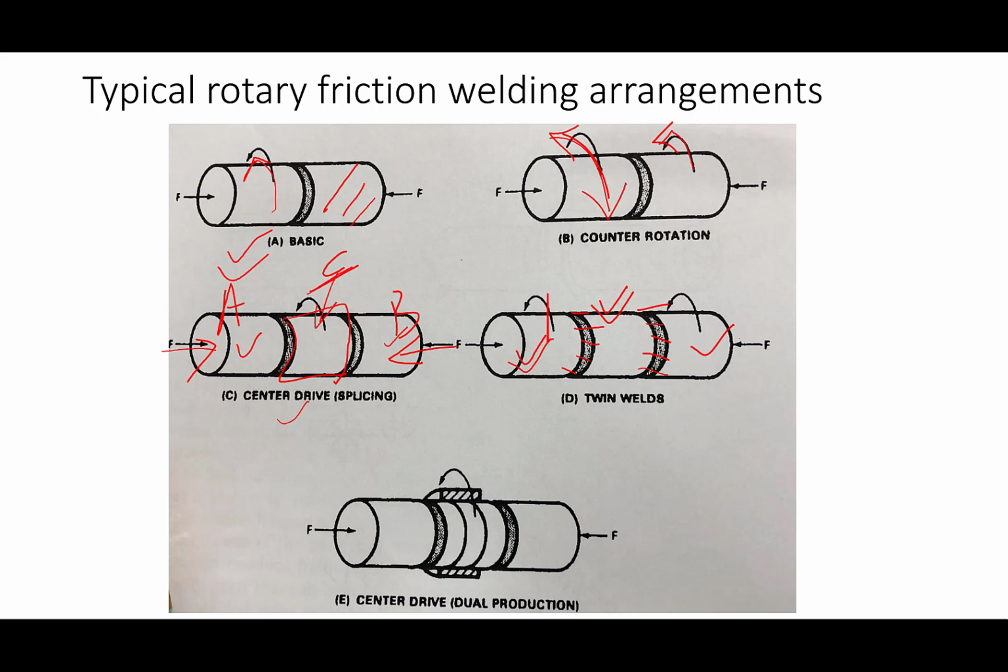So these are the cases which can be effectively used for dealing with the problems related to the metallurgical incompatibilities of the two components or two metals to be joined, or they can also be used to join two different metals having significantly different thermal expansion coefficients.